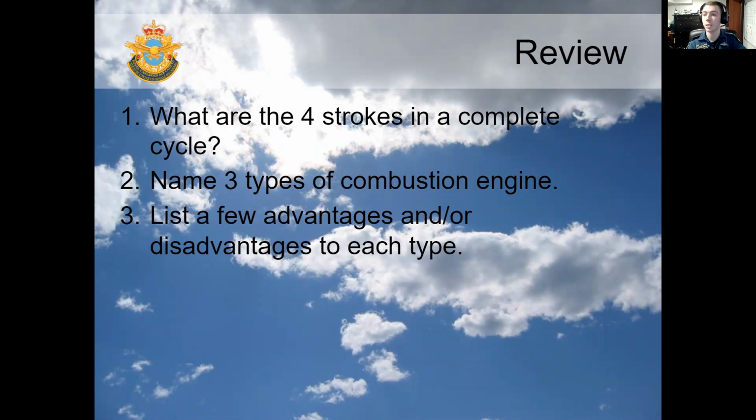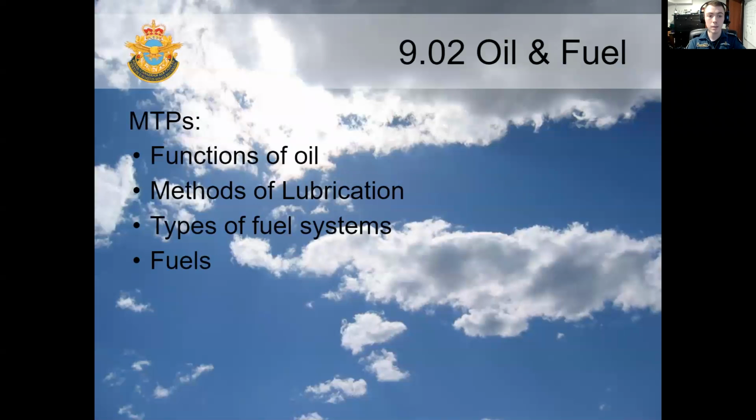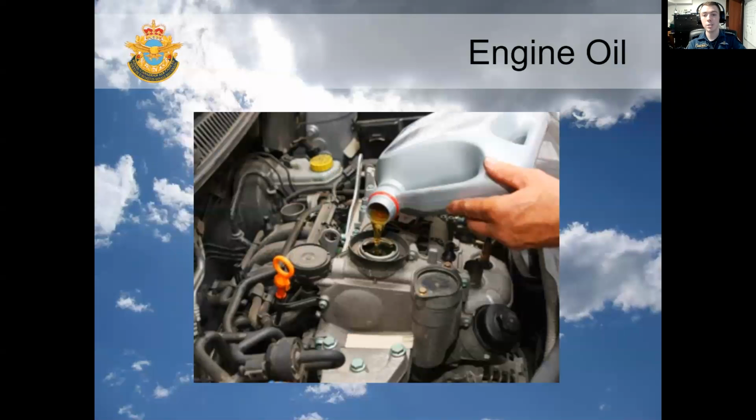Our three types of combustion engines are radial, inline, and horizontally opposed. Basically, the radial engine has some disadvantages with visibility. The inline has some disadvantages with the weight of the crankshaft, and horizontally opposed is kind of like a good middle ground. So, functions of engine oil.